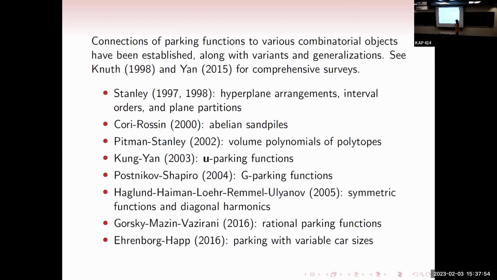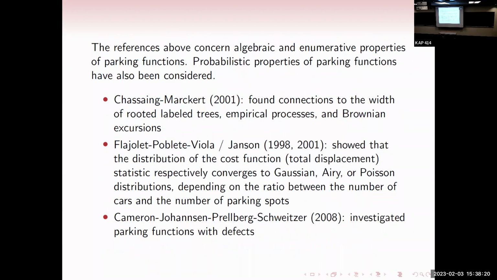And then there are other generalizations of parking functions. For example, u-parking function, G-parking function. And then people studied symmetric functions, diagonal harmonics, and then other generalizations include rational parking function and parking with variable car sizes. So there are many generalizations. So the setting I told you about just now was a basic setting. And then from the probability perspective, people have also studied adding probability layers to parking functions, and then found connections to the widths of rooted labeled trees, empirical processes, and Brownian motion.